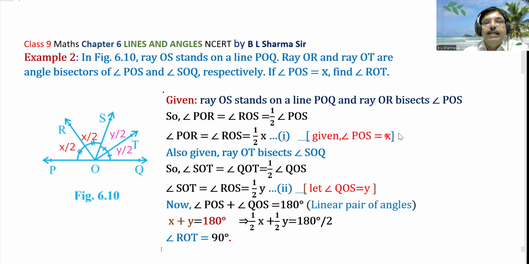So this is half of angle x, this is half of angle y, so that is angle ROT, and 180 by 2 is equal to 90 degree. And this is what we have to prove. What is the measurement of angle ROT? The measurement of angle ROT is 90 degree, and this is the answer.